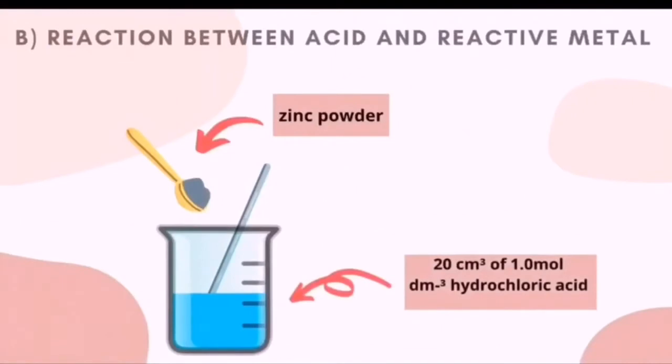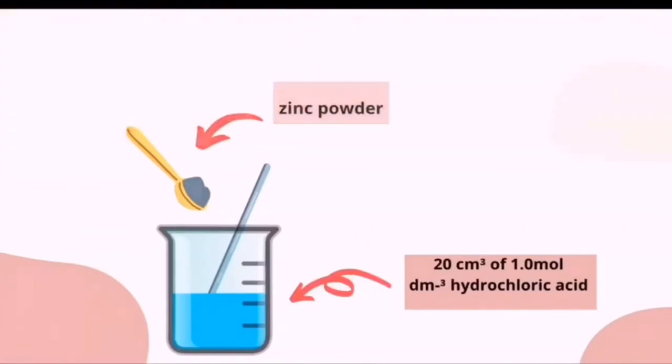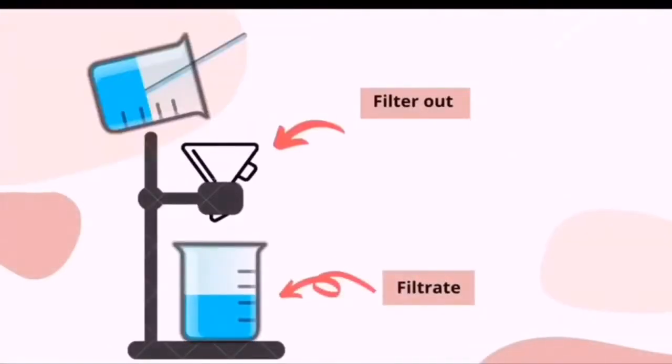For the reaction between acid and reactive metal, first, pour 20 cm³ of 1.0 mol/dm³ hydrochloric acid and add zinc powder. Stir the mixture with the glass rod. Next, filter out the excess zinc powder from the mixture.